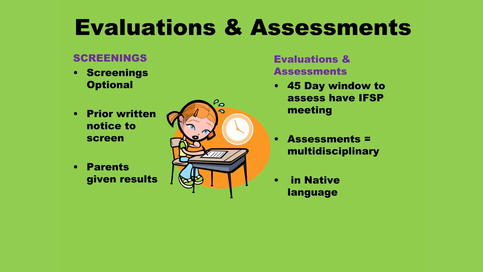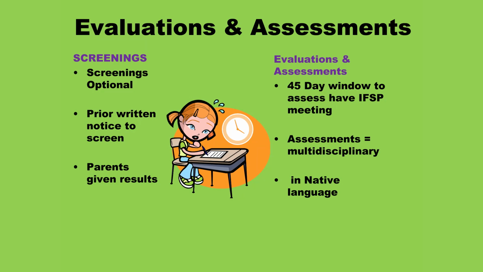Okay? Now, before we screen, there has to be prior written notice. Okay, so parents have to give their permission, and the parents are given the results of the screening. So therefore, if a child doesn't qualify, they're saying, here's the results of your screening, your child is scoring typical in all of these areas, and we're not going to do a further evaluation. Or we're seeing some things that cause us concern on this screening in speech, in OT, and we think just a general development assessment is needed.